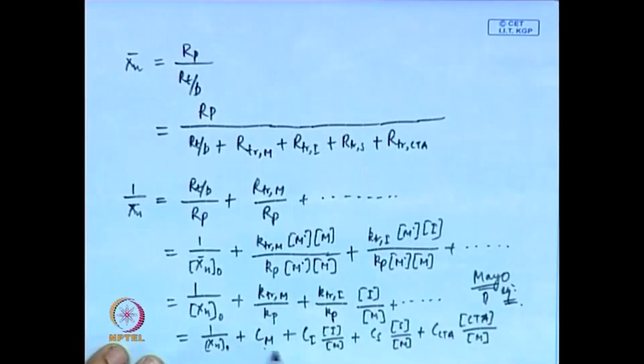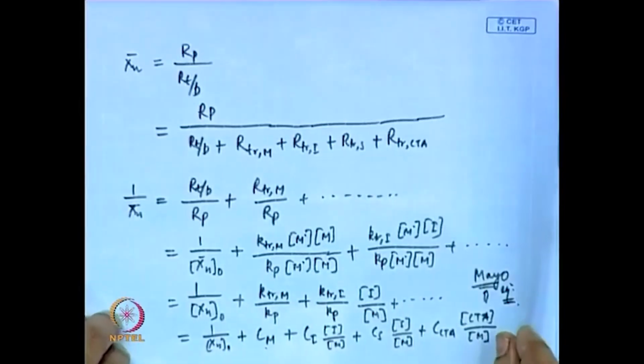So, anything which increases the value of the right hand side will decrease the molecular weight. Okay. So, in the absence of any transfer reaction, you get the highest molecular weight, which is basically the molecular weight we get in the absence of transfer reactions.